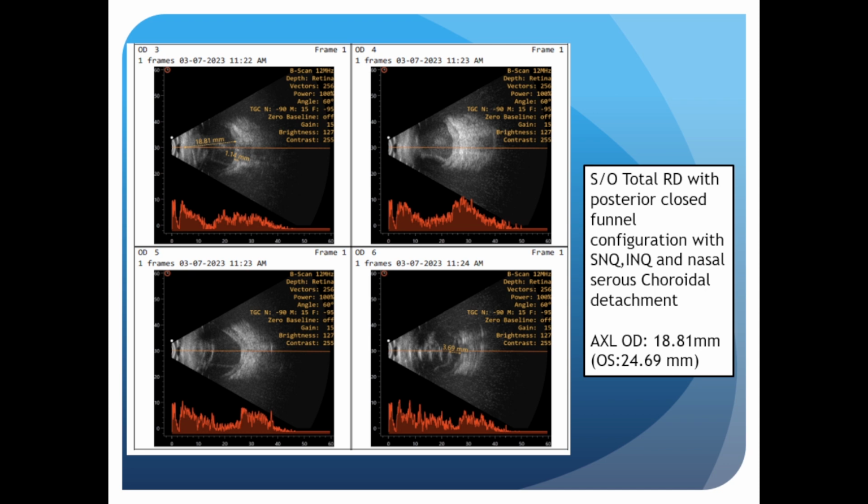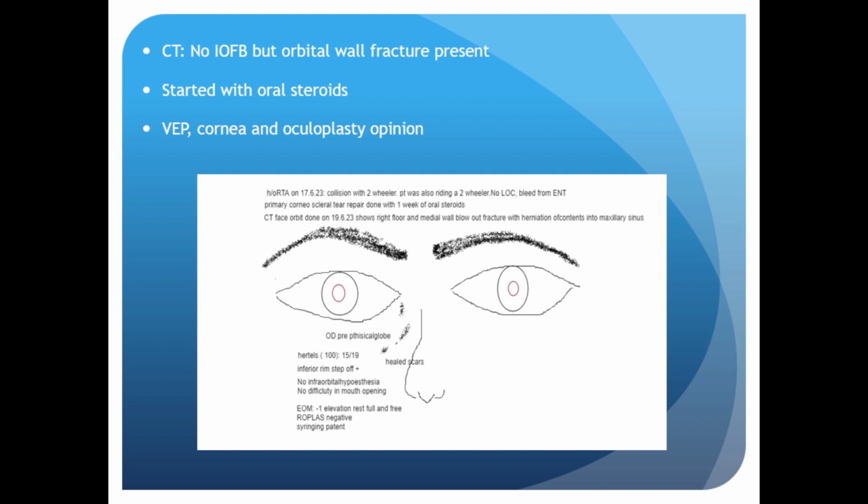CT scan showed no intraocular foreign body, but orbital wall fractures were present. It started with oral steroids. We have taken the opinion from cornea and oculoplasty also, and VP was also performed in this patient.